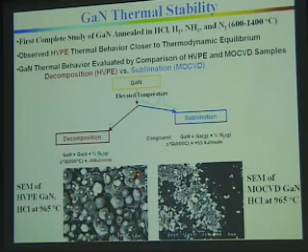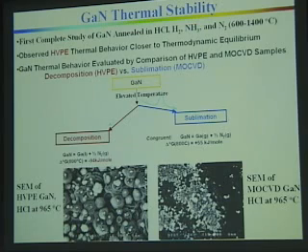Here's the hydride VPE material, which thermally decomposed very easily, whereas the MOCVD material capped on it, both of them pure gallium nitride, showed a little bit of surface roughness due to sublimation, and we really had to look for a bad spot.